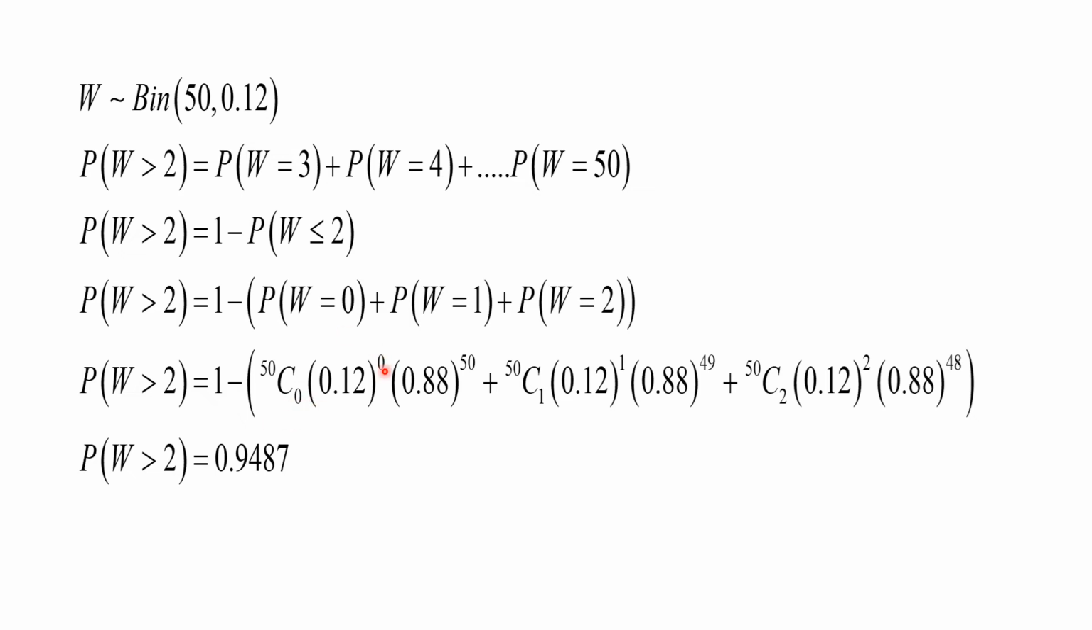Here you simply apply the binomial distribution formula. Pay attention, your n is 50, your x is 0 for the first one, 1 for the second one, and 2 for the third one. 0.12 is the p given, this is 1 minus 0.12, and this is n minus x. So it's 50 minus 0, 50 minus 1, 50 minus 2. Substitute accordingly, and with the help of your calculator, you can arrive at the final answer. This is how you apply the binomial formula for calculation purposes.